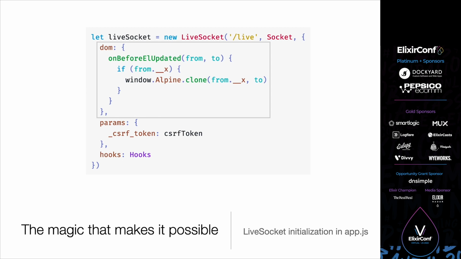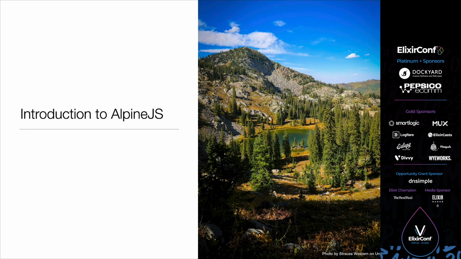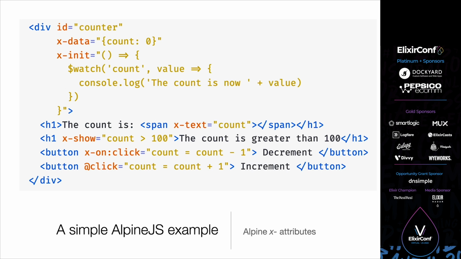Let's go through a quick introduction of AlpineJS. This isn't meant to be a full tutorial, but just enough so you get a flavor of Alpine, and also so you can understand the examples that we'll go through later. Here's a simple AlpineJS example. This is a counter component with increment and decrement buttons. It displays the count, and it displays when the count is greater than 100.